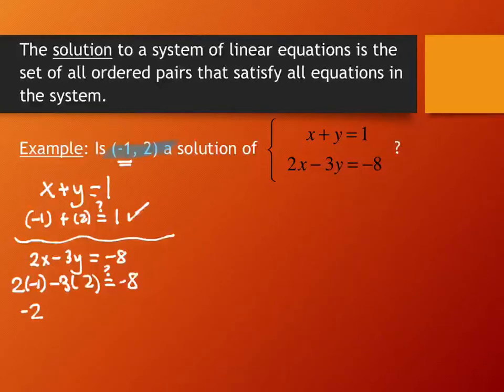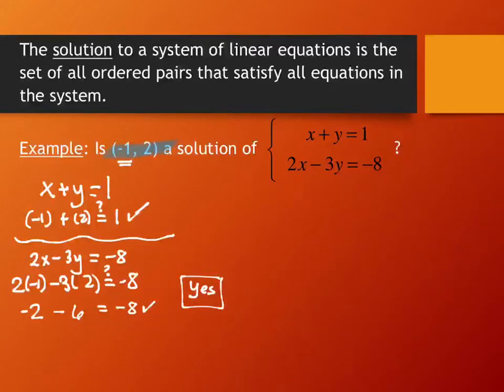Okay, so the negative 2 at the beginning is 2 times negative 1, and then we have negative 3 times 2, which is negative 6, thank you. And negative 2 minus 6 is, it really is negative 8. It checks out again, right? It works in both equations, so the question that we were asked is it a solution? And the answer is yes.